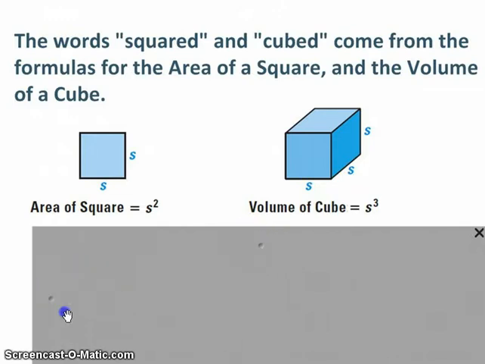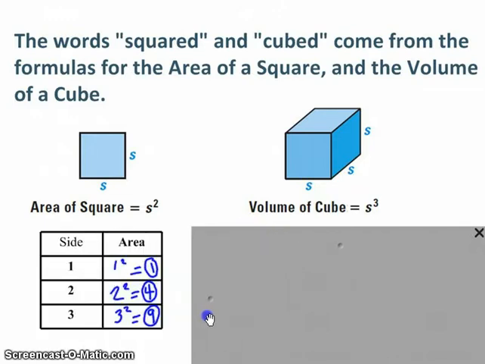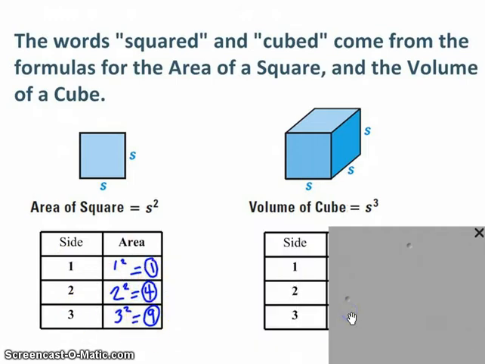But let's talk about applying these. On the left, I've gone ahead and done the calculations if the side of the square were 1 or 2 or 3, and I figured out what the area would be. I want you to do the same thing for the volume of a cube. If the side were 1, and then if the side were 2, and then if the side were 3. Go ahead and hit the pause button again.